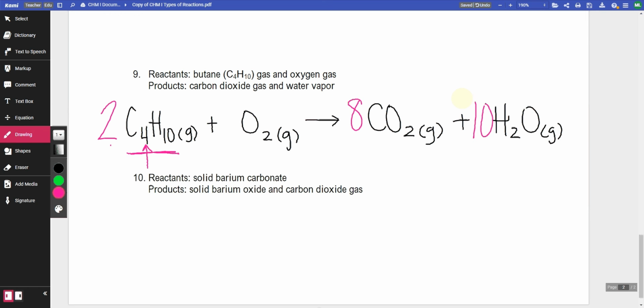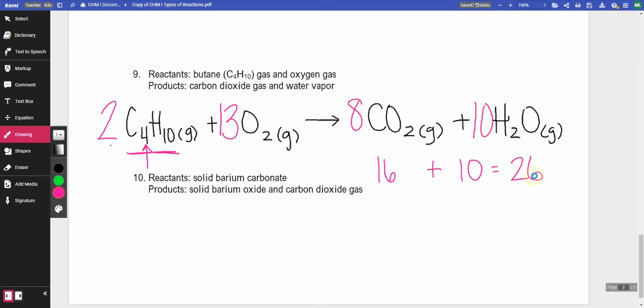Okay, so now that we've got our carbons and our hydrogens to match, let's count up our oxygens. So in the first part, the CO2 with the 8 in front, 8 times 2 is 16. So we've got 16 O's from CO2. Plus, we've got 10 times 1, so 10 O's from H2O. So that is a grand total of 26 oxygens. So it's an even number because we did the doubling, and half of 26 is 13.